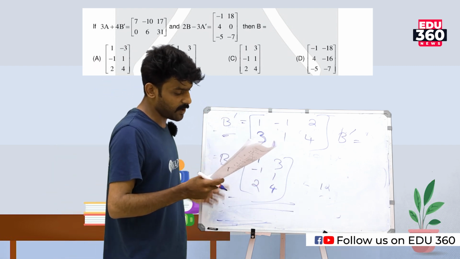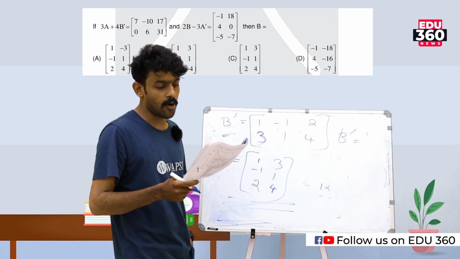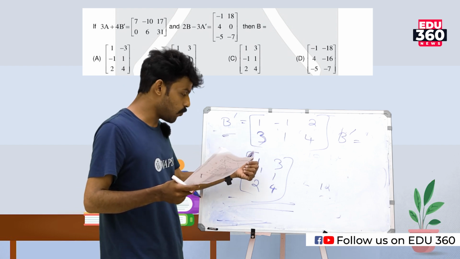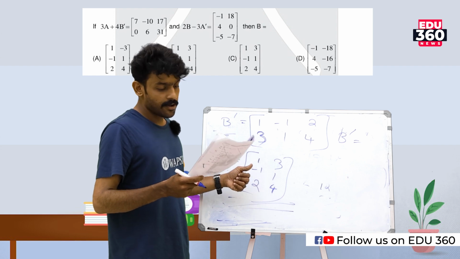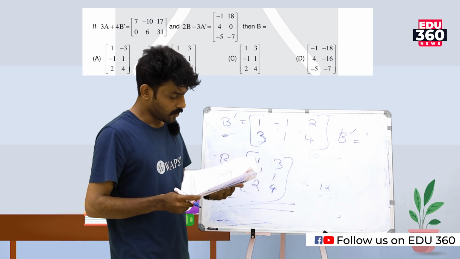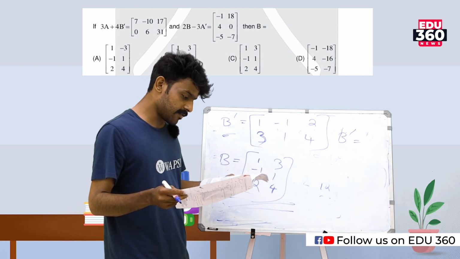So this is the matrix B. Okay, so for this question, for the third question, the answer is option C is the correct answer. Okay, the first column is 1, minus 1, 2, and 3, 1, 4 is the second column. Okay, so for the third one, option C is the correct answer.